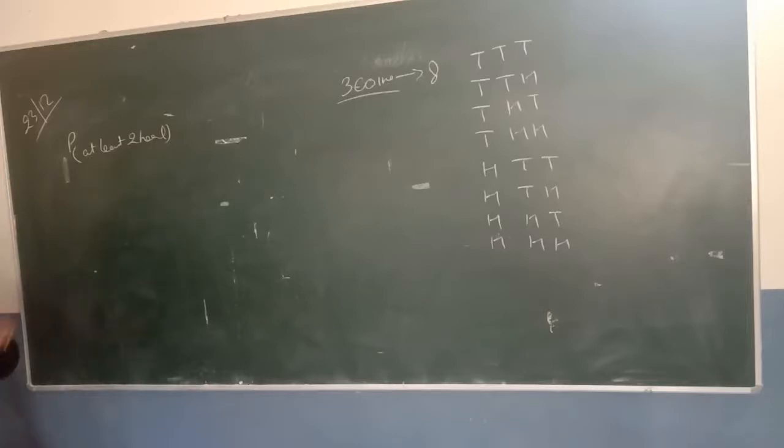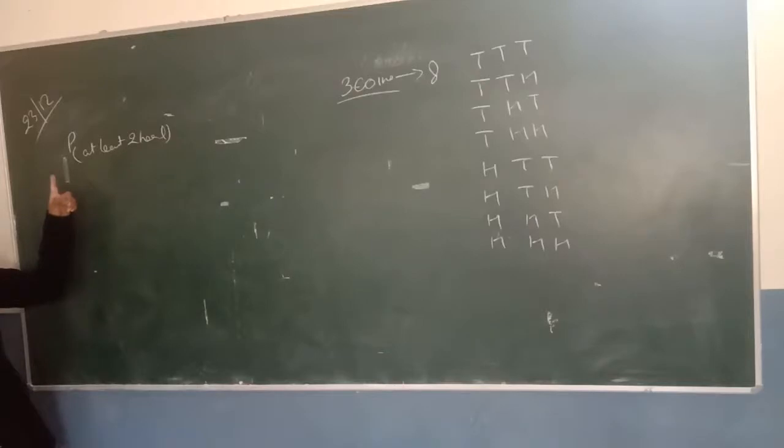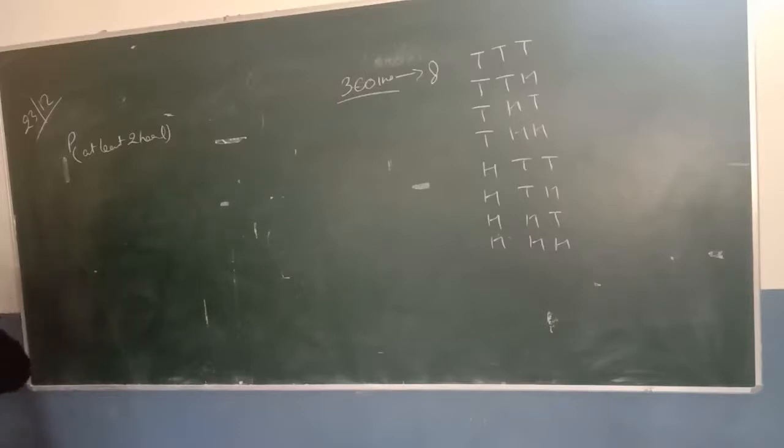Okay. How can you find the probability? How will you get the probability of at least 2 heads? We know the formula: the favorable outcomes over the total outcomes. What are the favorable outcomes here? How many favorable outcomes are there?